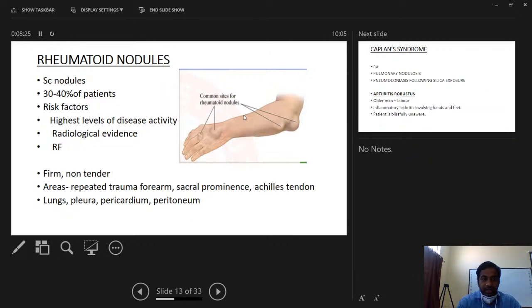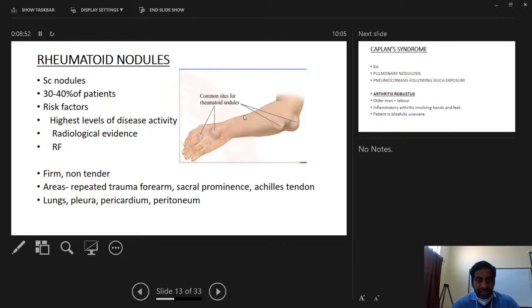So coming to rheumatoid nodules, these are subcutaneous nodules. 30 to 40% of patients will have rheumatoid nodules. So it is subcutaneous, and the risk factor is the highest level of disease activity. When the disease activity is more, you can see the patients having these rheumatoid nodules. So where do you see them? You can see them on radiological evidence.